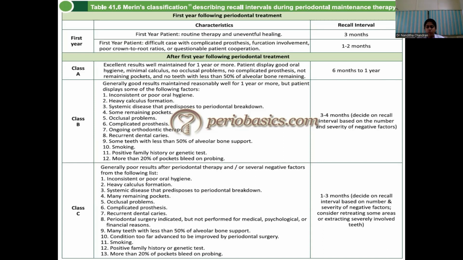And Class C patients are those who need to be recalled every 3 months. Why? Because these patients generally have poor results after periodontal therapy, because many negative factors are there. All the factors are in the worst condition. For example, heavy calculus, very poor or inconsistent oral hygiene maintenance, systemic disease, complicated prosthesis, occlusion problems, many pockets remaining, many teeth having multiple bone loss, a patient who is a smoker, also having a positive family history, and many teeth or many pockets, that is more than 20%, which bleed on probing. So based on this, categorize the patient as first year and after first year patients.